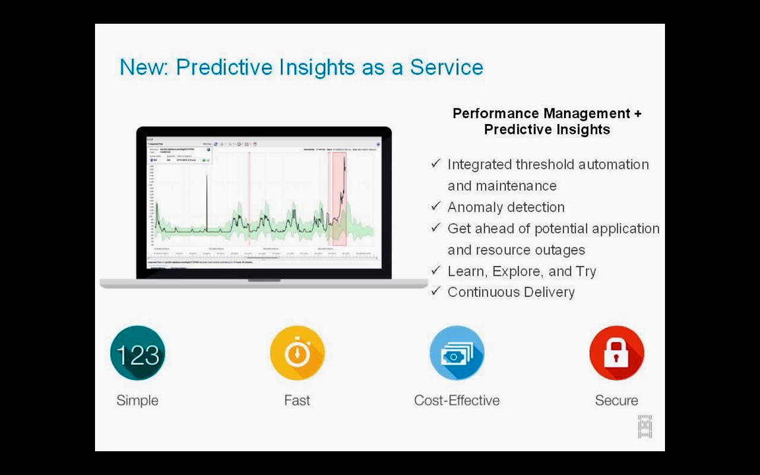And I encourage you, you can go there, you can learn more about it. You can actually request a free 30-day trial as well on Service Engage.